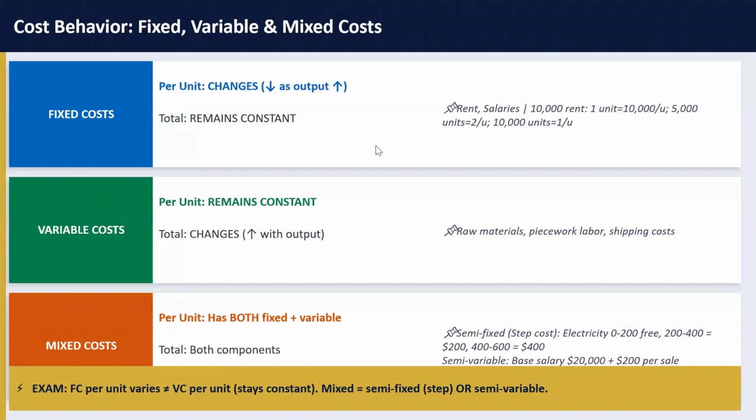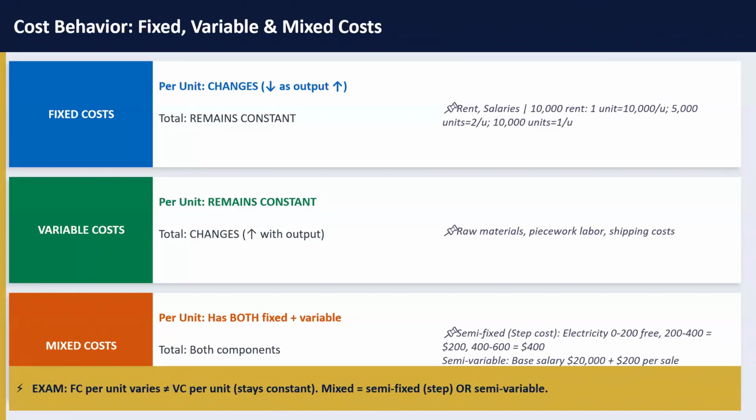Fixed cost behavior is such that fixed cost in total remains constant, and fixed cost per unit that you allocate to the products goes on changing. The more products you produce, the more the fixed cost per unit goes on reducing, because the total remains constant. If you are producing more and more units, you are dividing the fixed cost over a greater number of units. So your per unit fixed cost will go on reducing as you increase your production. The best examples are rent and salaries.